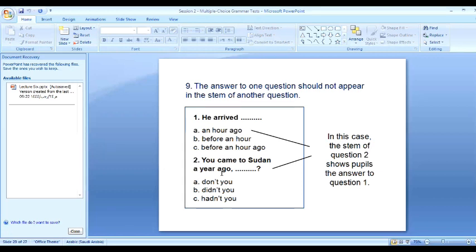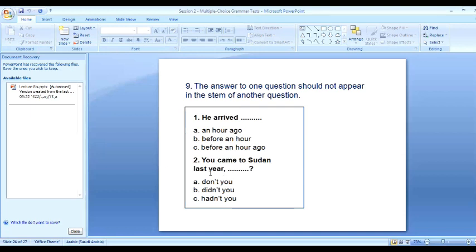I think it's clear. So here we can change it to "last year," not "a year ago," because here there is "ago" in "an hour ago." When we say "a year ago," they will know that "ago" is the answer. They get it from where? From the stem of question 2.